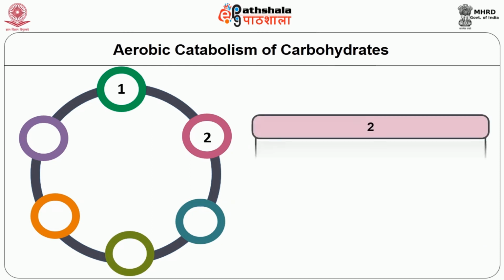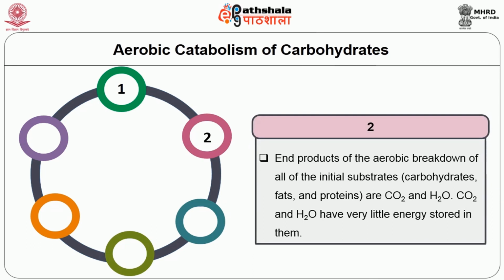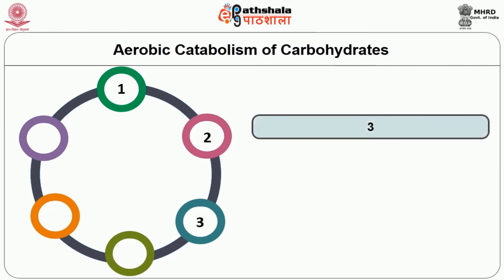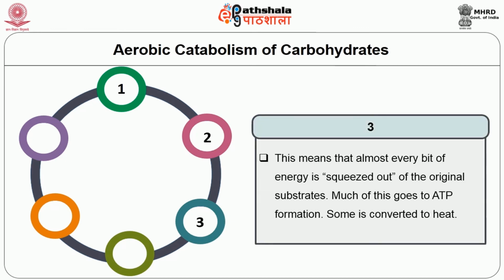End products of the aerobic breakdown of all the initial substrates are carbon dioxide and water. Carbon dioxide and water have very little energy stored in them. This means that almost every bit of energy is squeezed out of the original substrates. Much of this goes to ATP formation. Some is converted to heat.